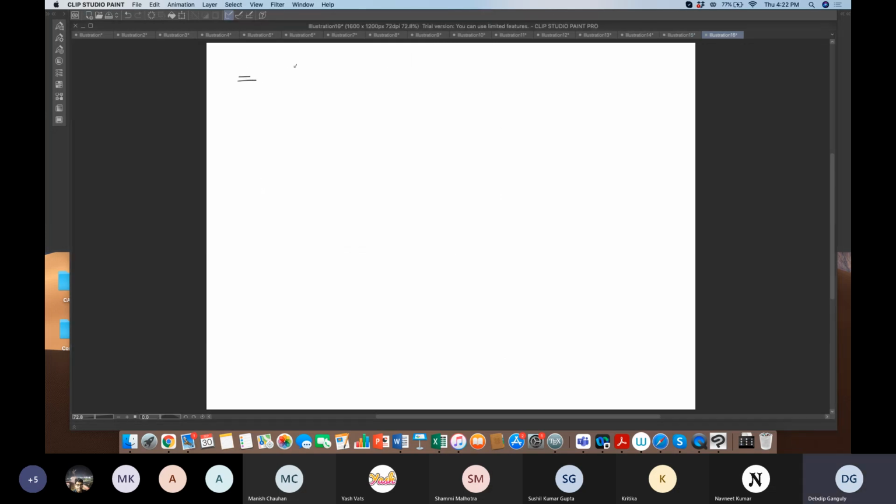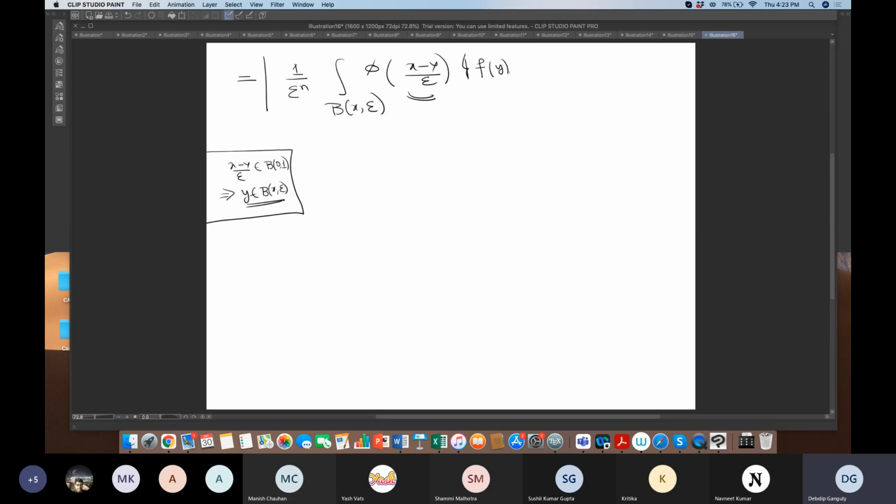So this equals 1 over epsilon to the power n times the integral over B(x,epsilon), because outside that it is 0. You know the support of phi is the unit ball, so (x minus y)/epsilon should lie in B(0,1). This implies that y should lie in B(x,epsilon). Outside, the modulus is there: f_epsilon(x) minus f(x).